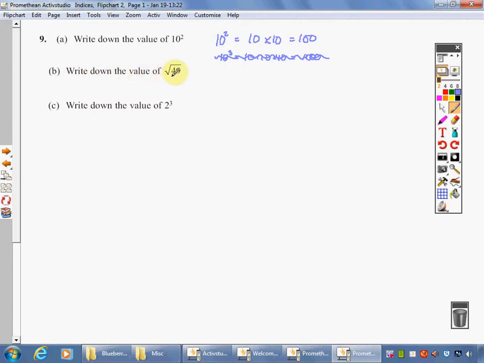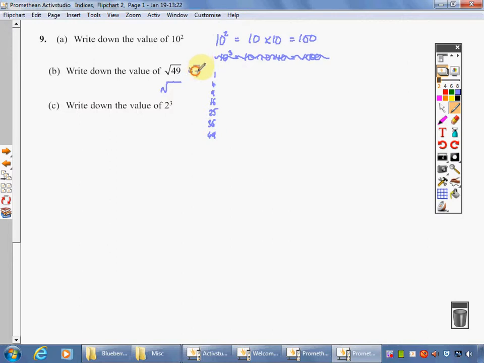Write down the value of the square root of 49. You should all know that this sign is the square root. So what times what gives you 49? And of course the what must be the same. If you're struggling with that, think of your square numbers. 1 times 1 is 1, 2 times 2 is 4, 3 times 3 is 9, 4 times 4 is 16, 5 5s are 25, 6 6s are 36, 7 7s are 49.